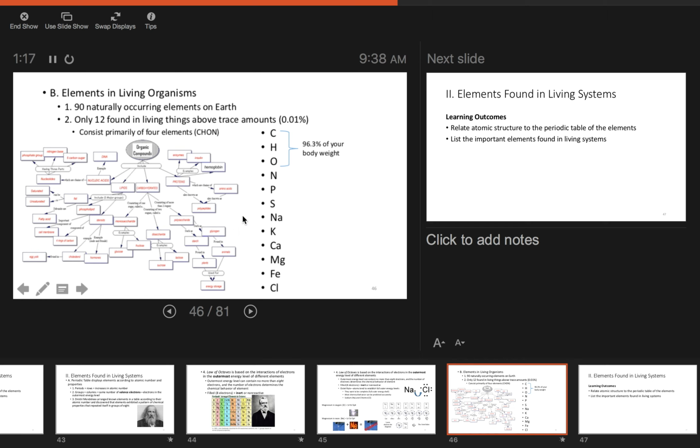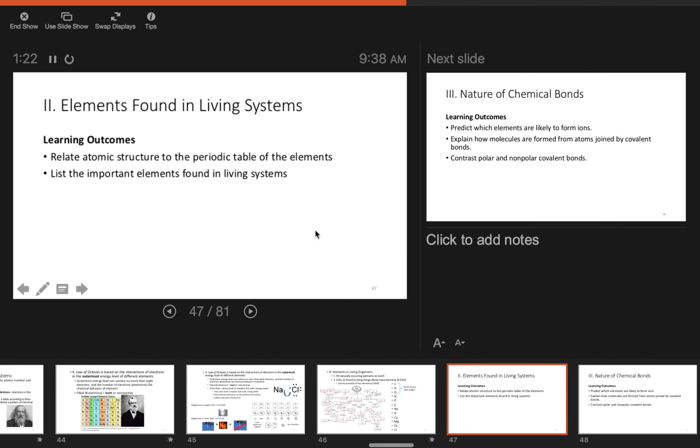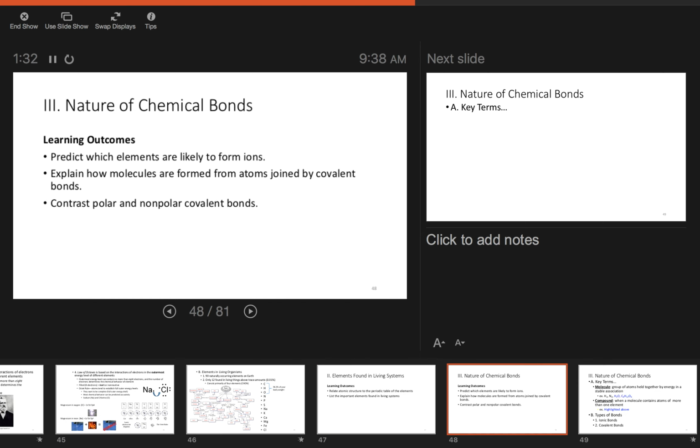So there's actually a pretty cool flow chart of organic compounds found in living things. All right, so that was section 2, elements found in living things, where we related atomic structure to the periodic table of elements, and then listed the important elements found in living things. Moving on to section 3, the nature of chemical bonds.